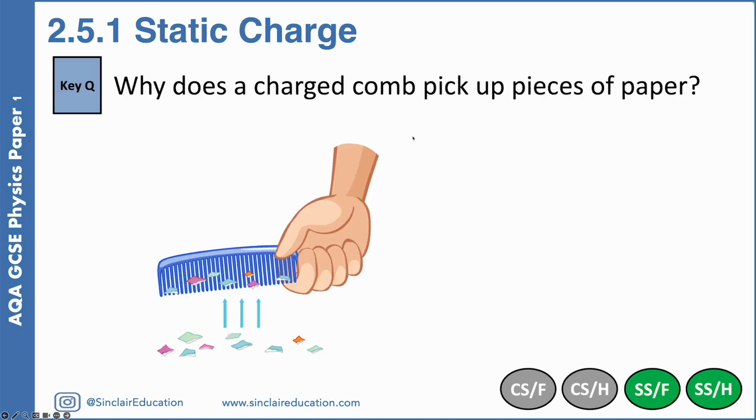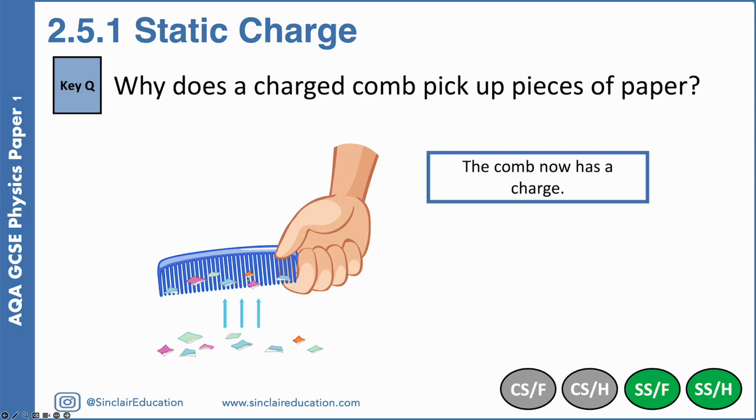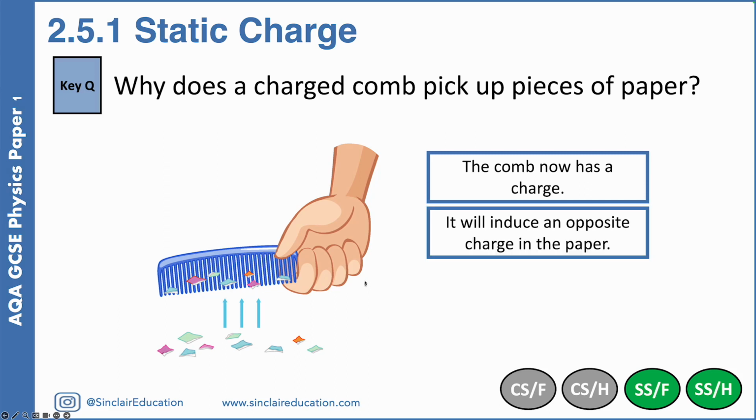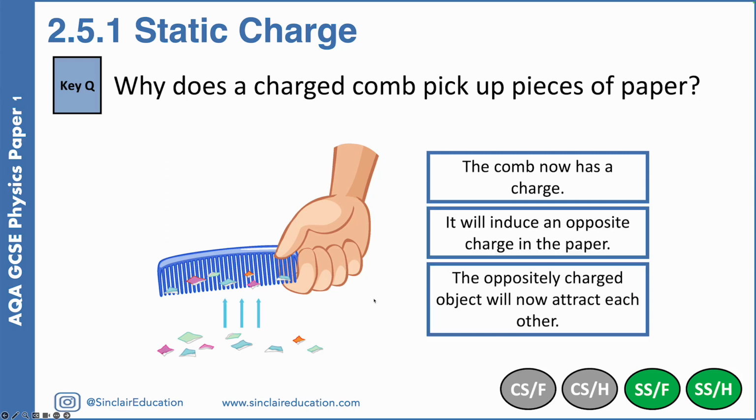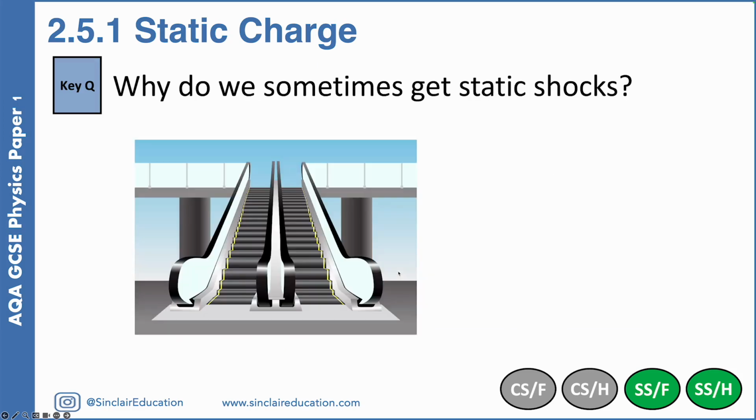Here we've got a charged cone picking up pieces of paper for a very similar reason. So what we'll find is that it pulls the opposite charge towards the surface of the paper, repelling the like charge away, causing this overall attraction. So we induce this opposite charge in the paper, and they'll now attract and stick together.